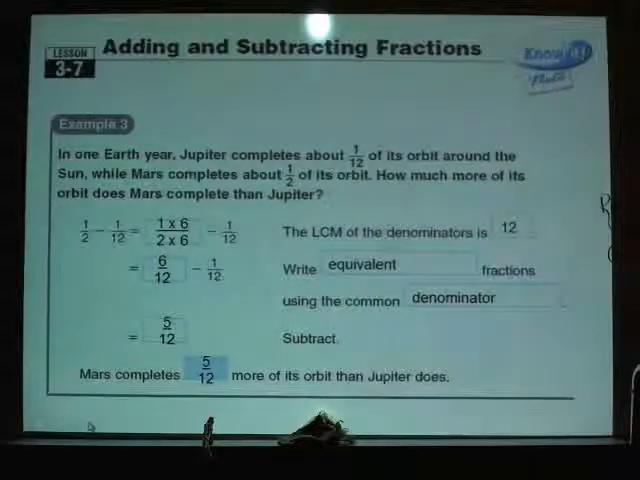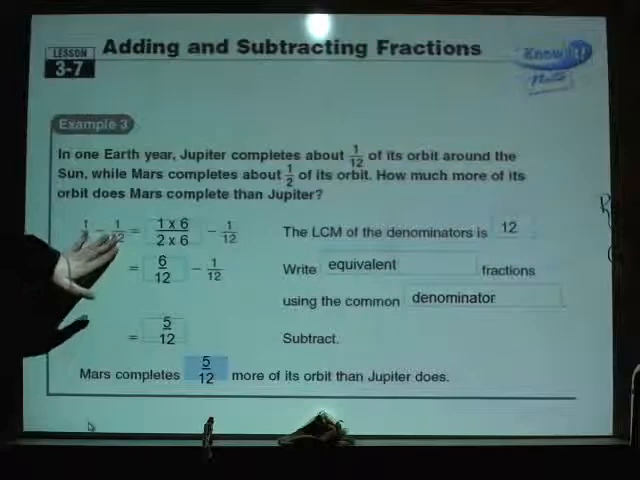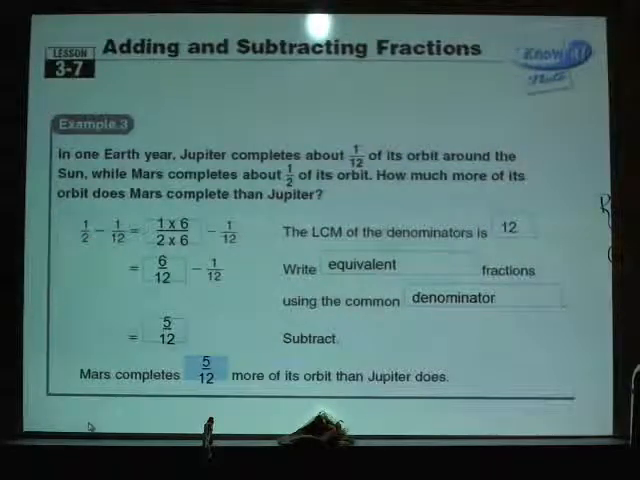All right, so they're asking us here to find the difference of the two. Well, the difference would imply subtracting. All right, and they're asking for the difference of Mars to Jupiter. So that's the way we're going to subtract them, Mars minus Jupiter. Half minus 1/12, which is what you can see they've set up here on the first line.